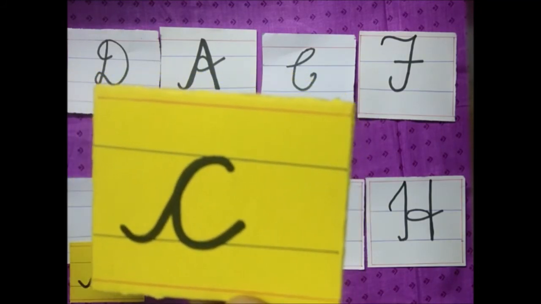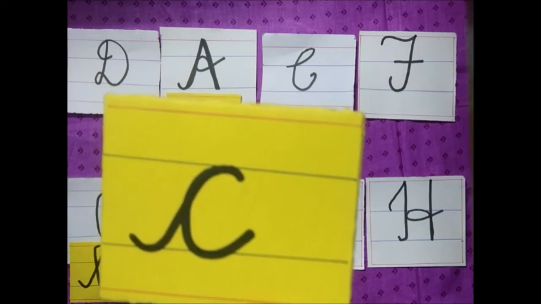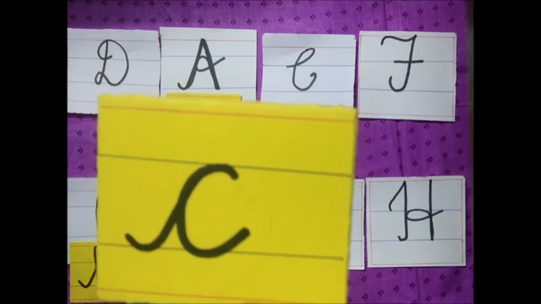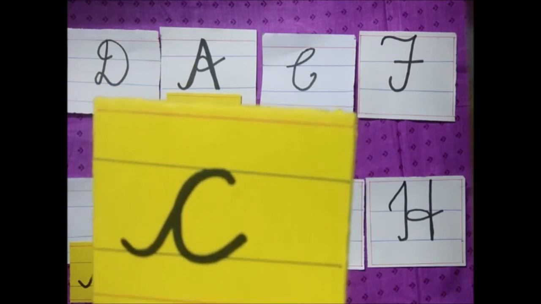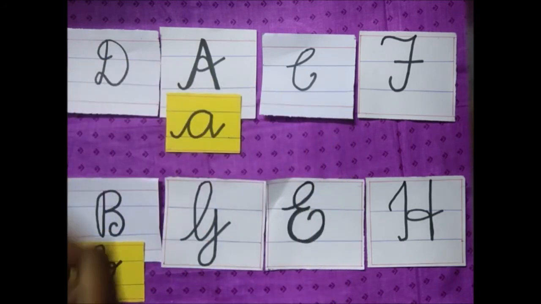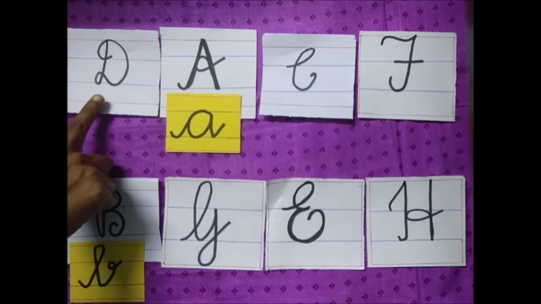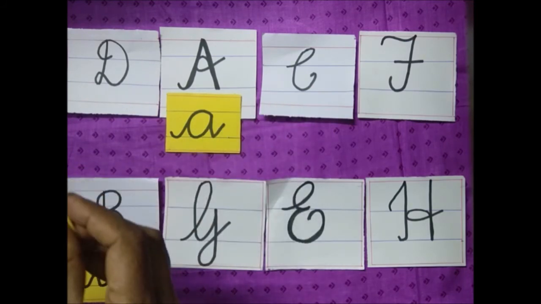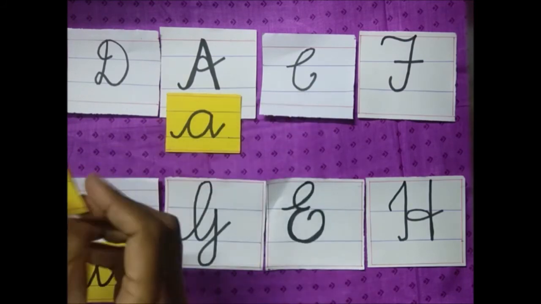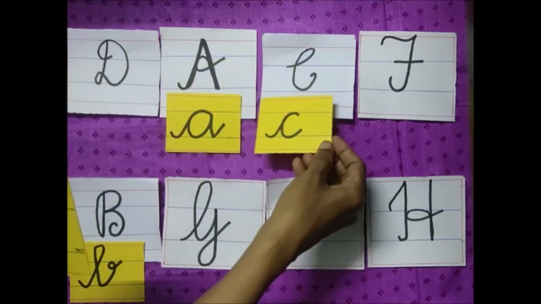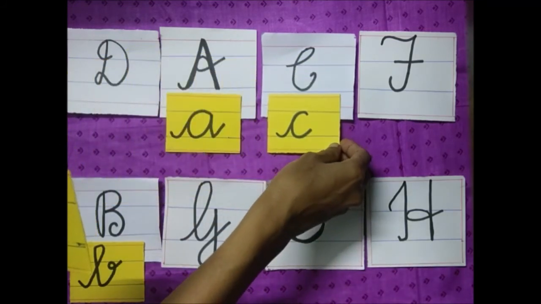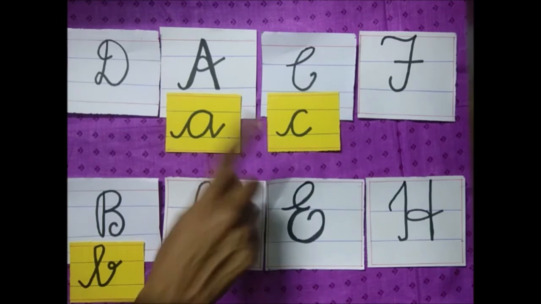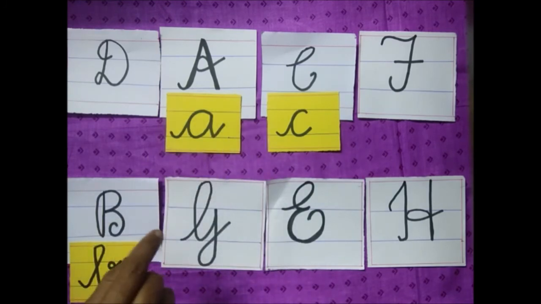Now tell me what letter is this? Yes, C. C sounds K. This is small letter C. Where we have capital letter C? Is it C? No. Is it C? Yes. This is capital letter C and this is small letter C. So we are going to match this. C sounds K.